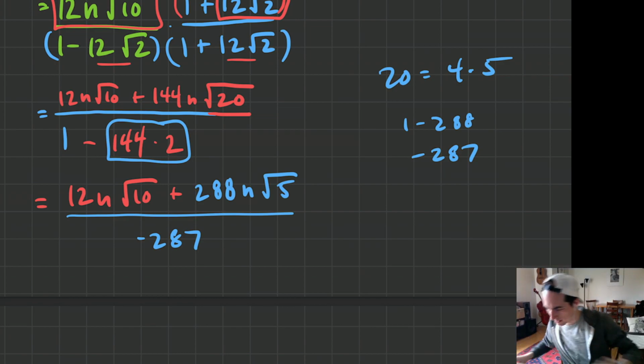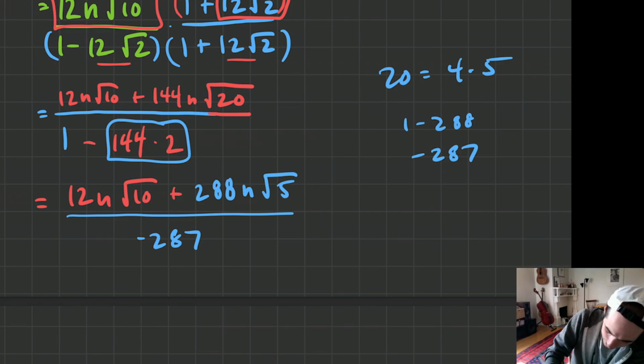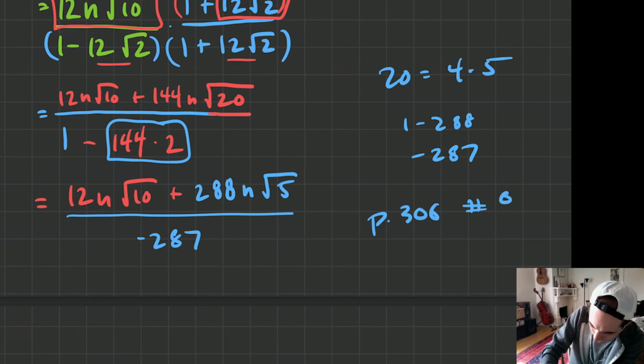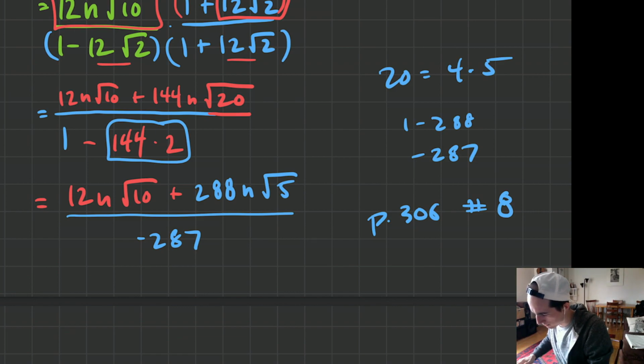Let me check my answer with the back. By the way, this was page 306, number 8. I'm going to check my solution with the back of the book and see what we get, because as we all know, I'm perfectly capable of making mistakes. So, page 306. Here we go, question 8. Yeah, that looks like what we got. They put the negatives in a different spot, but it's the same thing. So 12n root 10 minus 288n root 5, over 287.